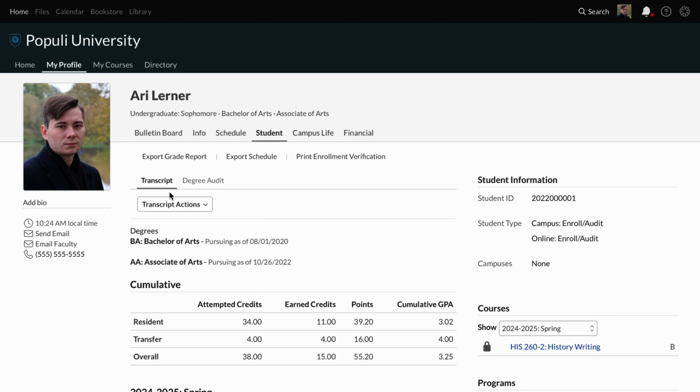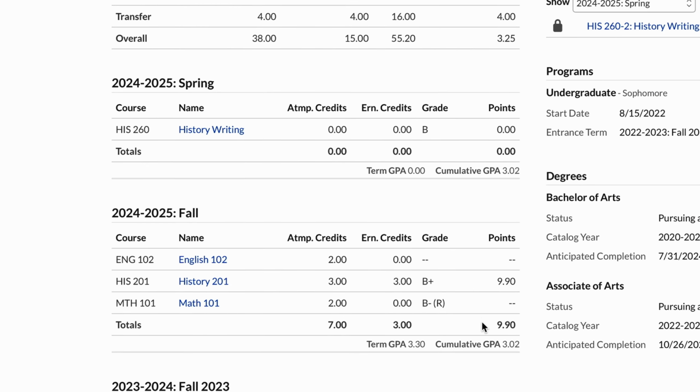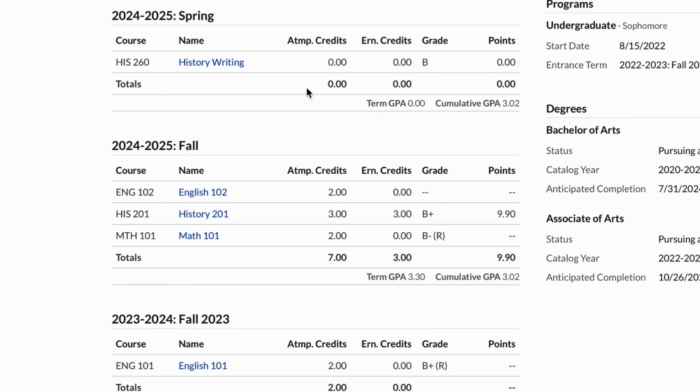Take a second, breathe it in. Let's get the lay of the land. Degrees show up at the top here. The cumulative section gives you a rundown of the various credits and points and GPA. Below that, you'll have all of your courses listed by term. Those are in descending order, starting with the most recent.